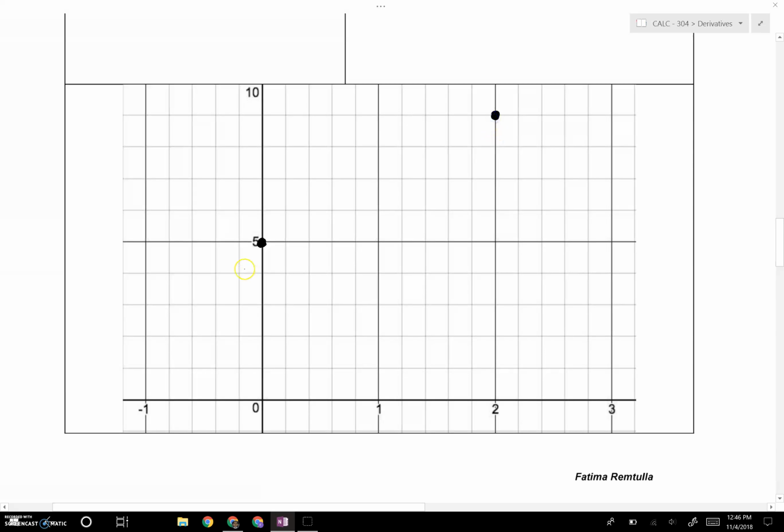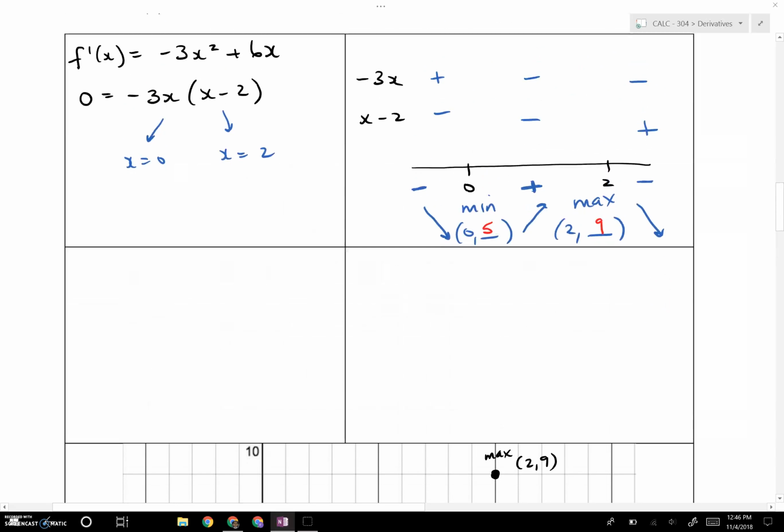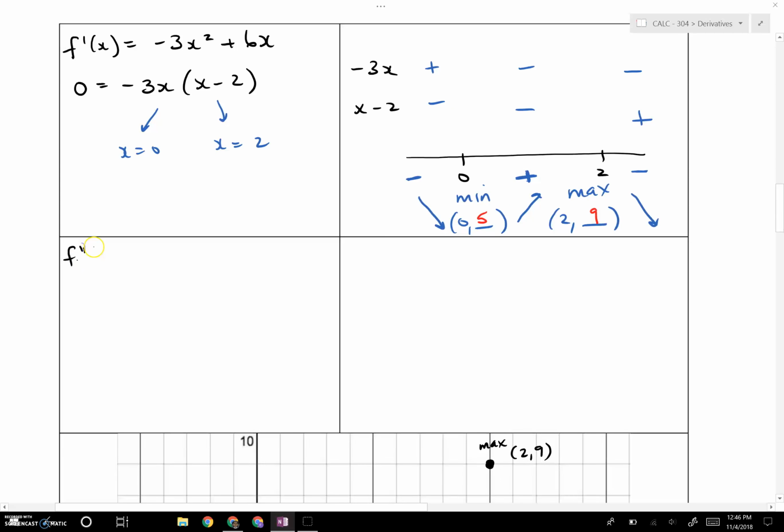Here's my amazing 2 points. So I have my 2 points. This is my minimum, and this is my maximum. I'm going to label them so that everything is very clear. Okay, and we're going to go back. Now, second derivative. So f double prime of x. I've got negative 6x plus 6. I set it equal to 0. I solve for x. In this case, I can say 6x is 6, so x is 1.